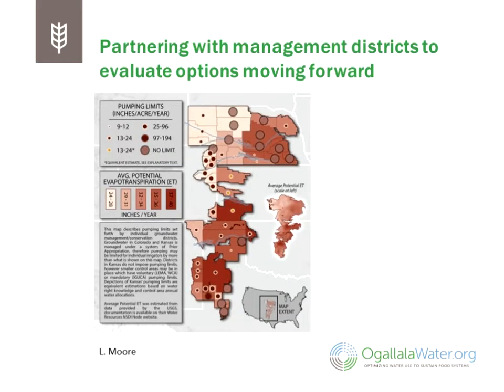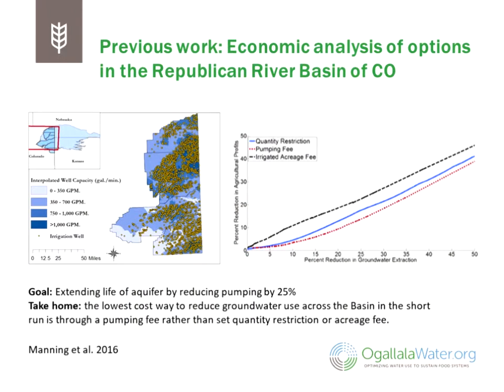And part of this is where we get back to engaging at the ground level, partnering with management districts that are evaluating options moving forward. If they are going to target lower groundwater withdrawals in certain districts, what are some of the best options to prioritize, both from a management but also from a policy perspective?